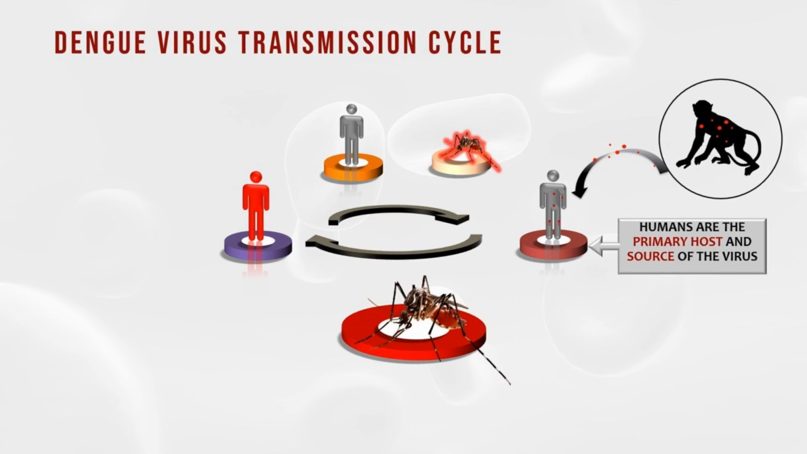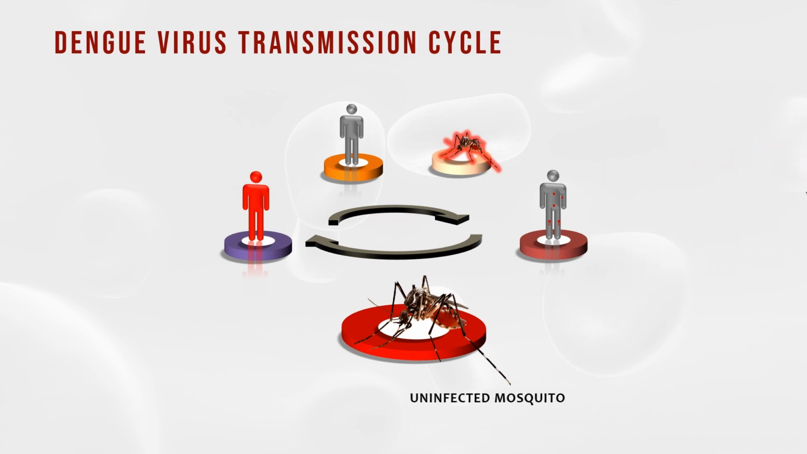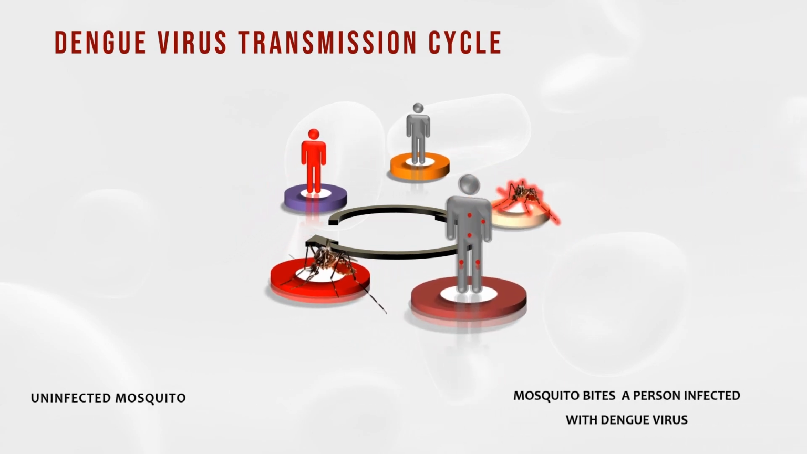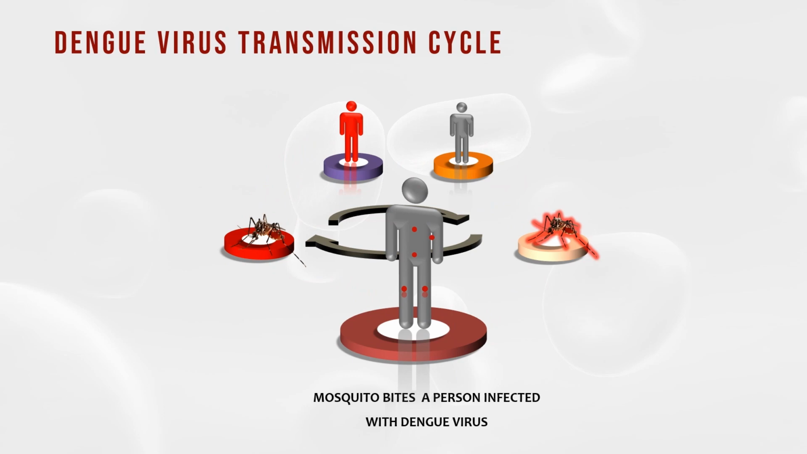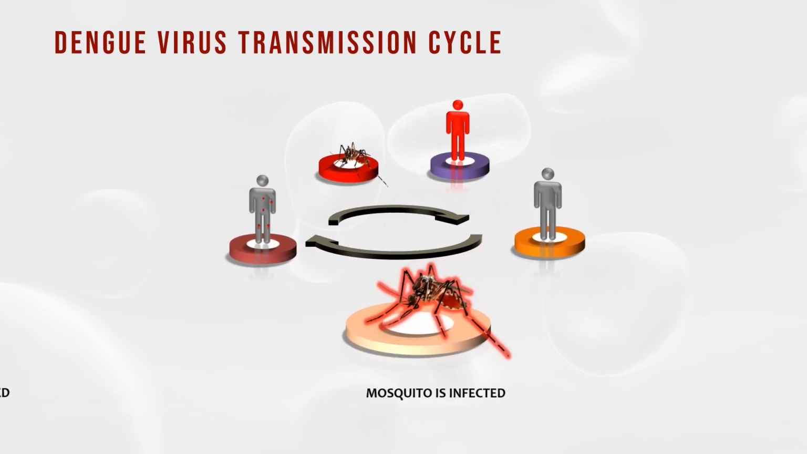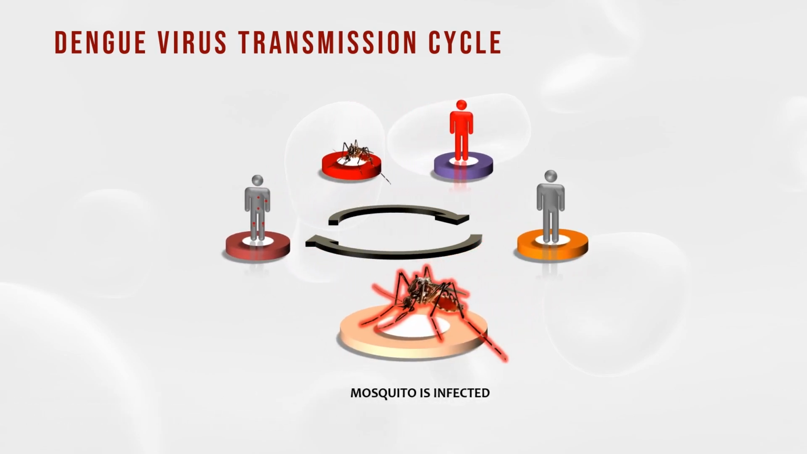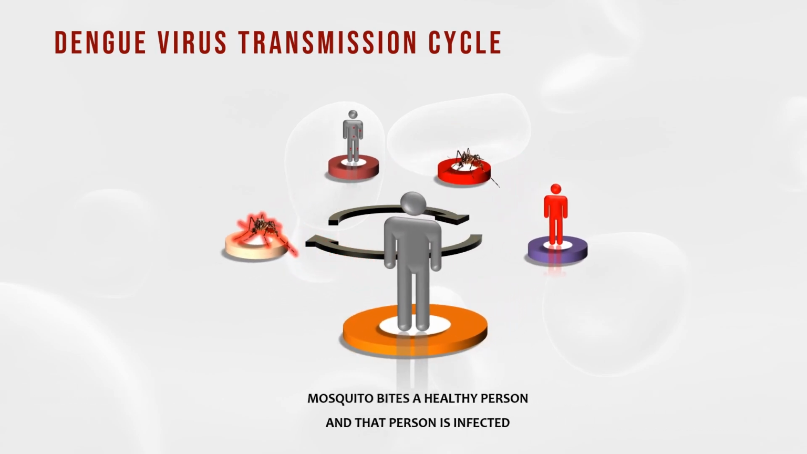But dengue cannot be directly spread from one person to another. Rather, it is spread through the bite of an infected female mosquito. So when an uninfected mosquito bites a person who has the virus in their bloodstream, the mosquito becomes infected. An infected mosquito can then transmit that virus to a healthy person by biting them, and that person is now infected, thus creating a cycle of infecting more and more people.